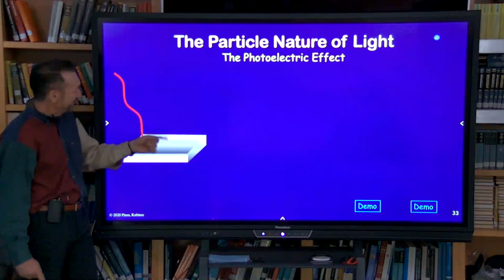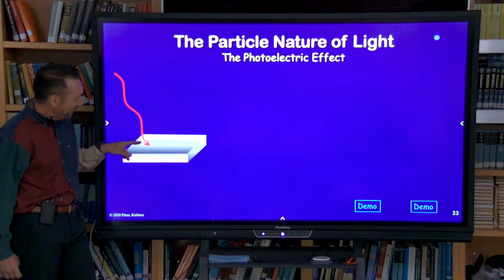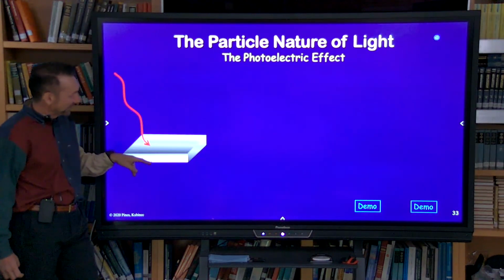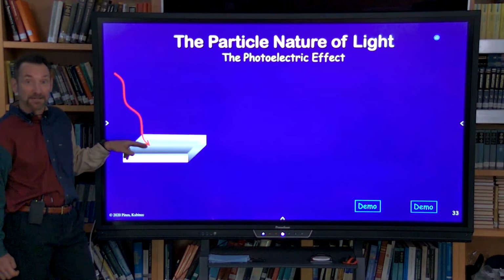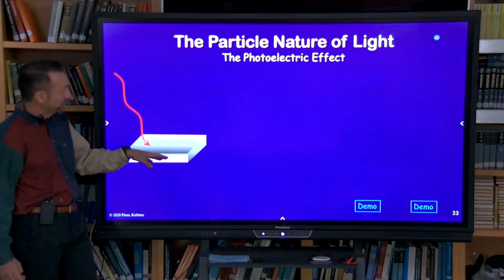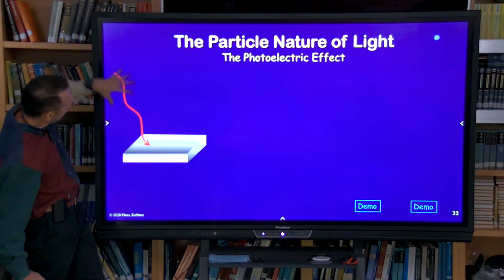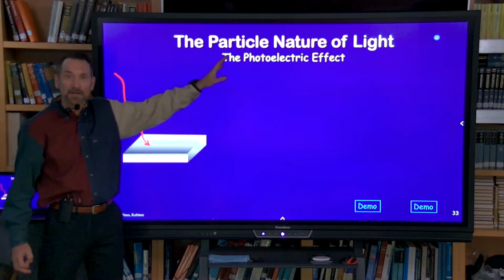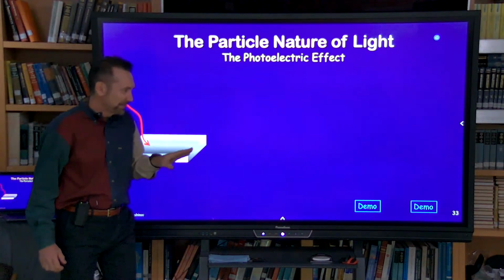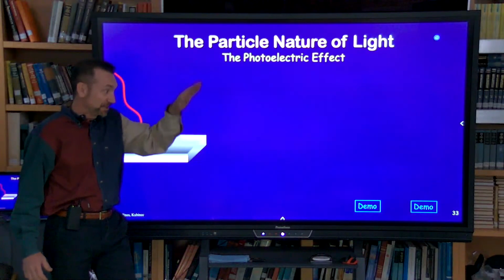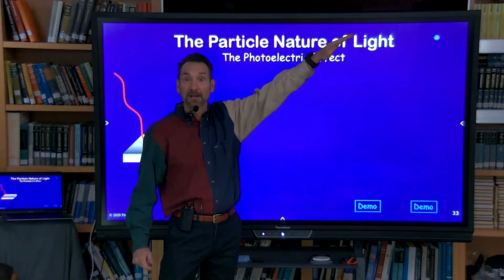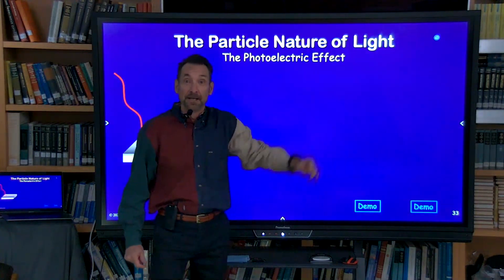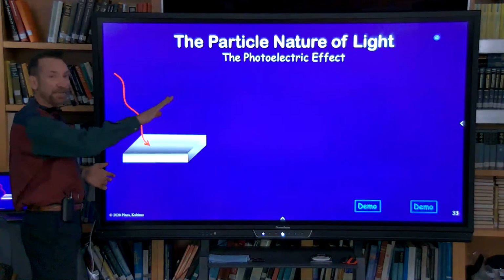So here's the issue, though. Some wavelengths eject electrons from the metal, and some wavelengths don't. What are the properties of the light that make electrons eject from the metal? So you can imagine you get the electron moving, but you give it so much more kinetic energy, it leaves the metal altogether. So what properties would do that?